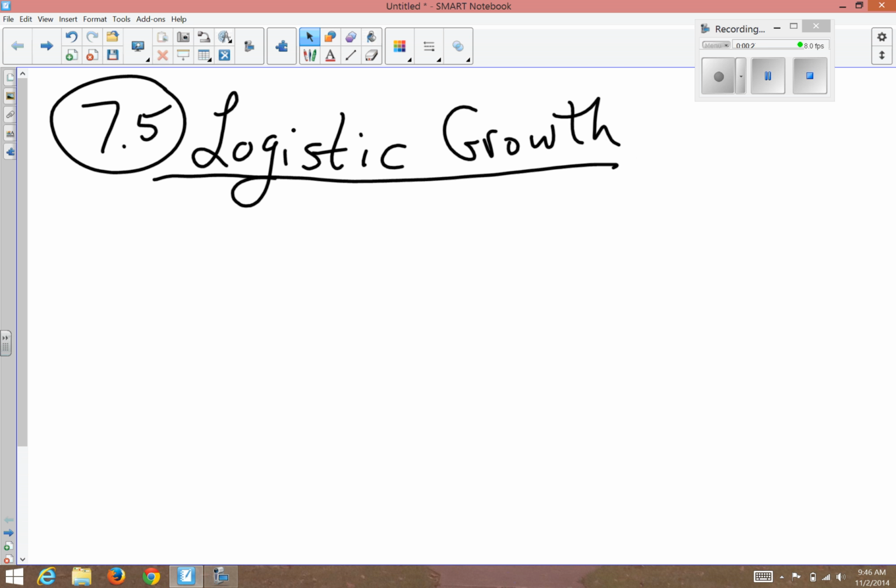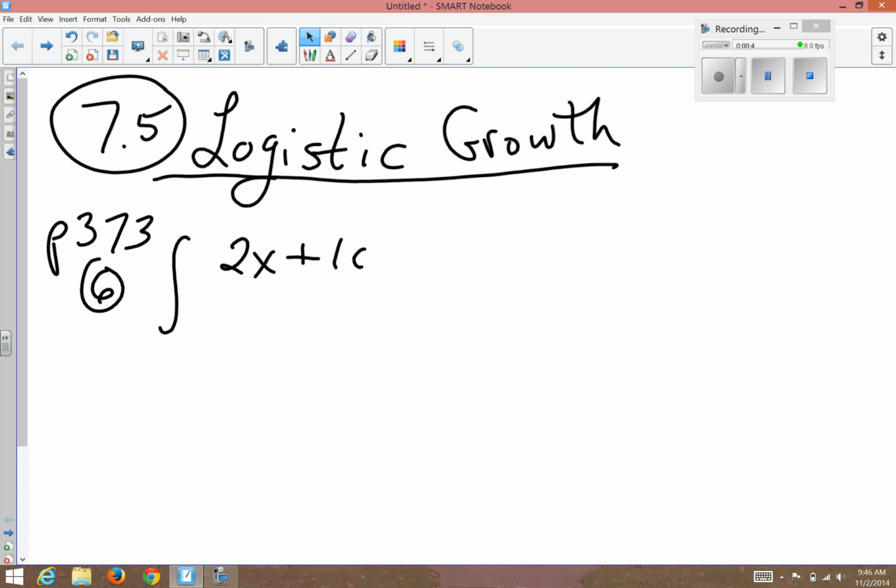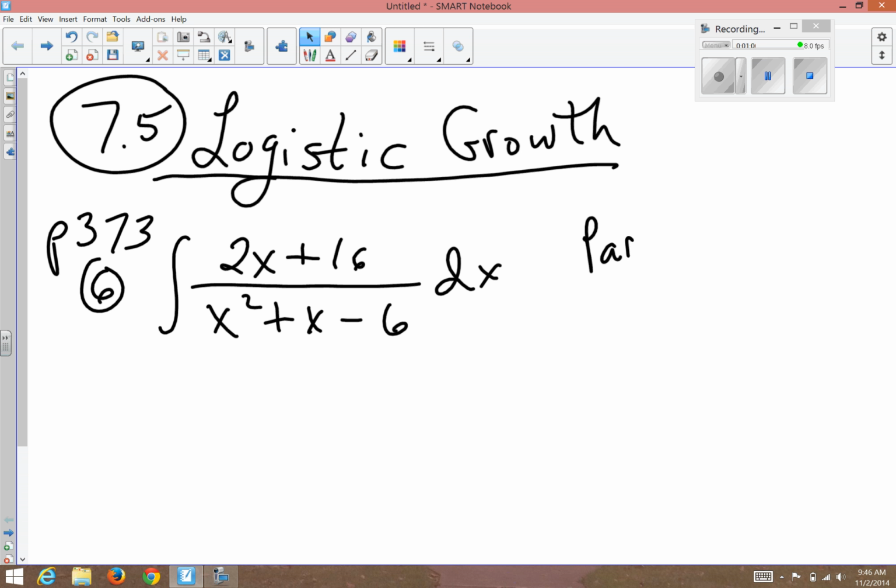On page 373, Exercise 6. It's the integral of (2x plus 16) over (x squared plus x minus 6) dx. We're going to find this integral using partial fraction decomposition. Sometimes we just say partial fractions for short.